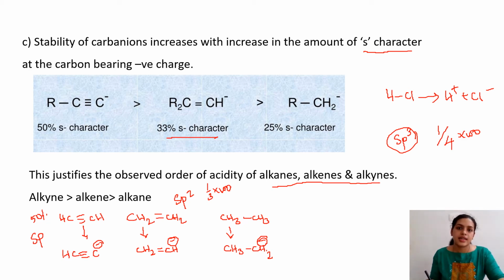Acidity of alkanes, alkenes and alkynes, if you are comparing, alkynes will be more acidic, then comes alkene, then comes alkanes. With this we are ending the discussion on reaction intermediates, carbocations, carbanions and radicals. Thanks for watching.